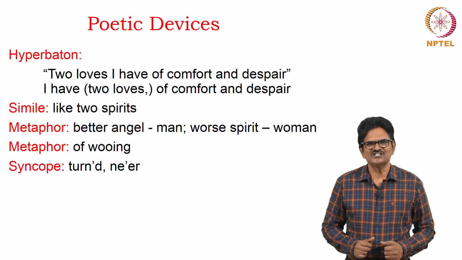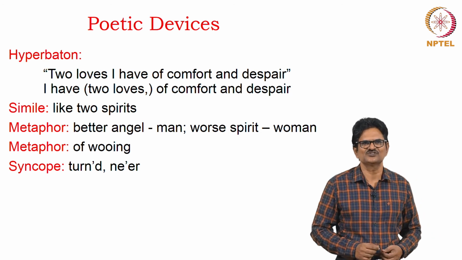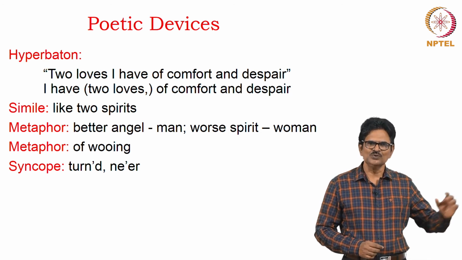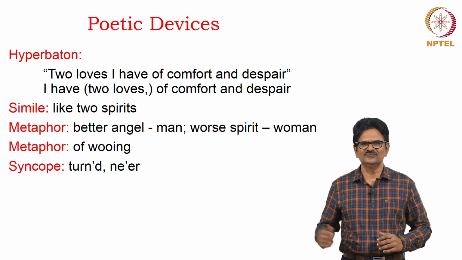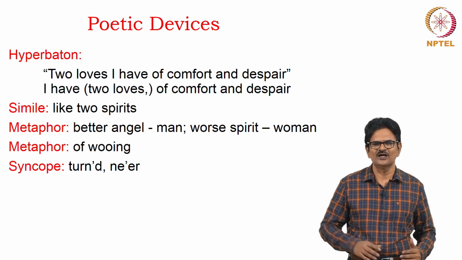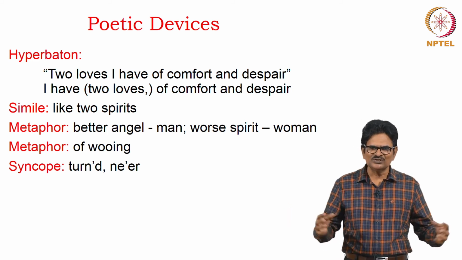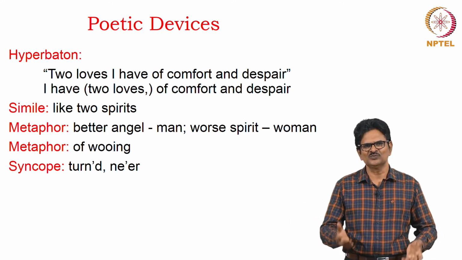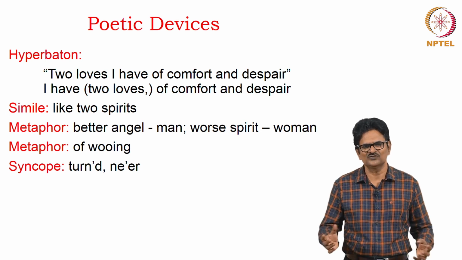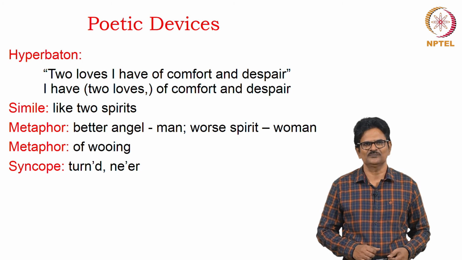Here are some poetic devices. Hyperbaton is what we find in the first two lines. Two loves I have of comfort and despair. Normally we would say I have two loves of comfort and despair. How do they go together is a problem, but this is what we find in life. That is why life is contradictory and full of paradoxes.